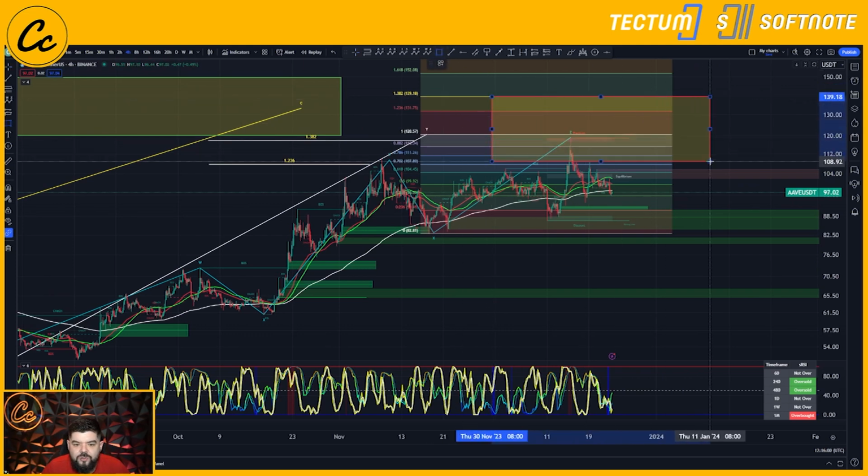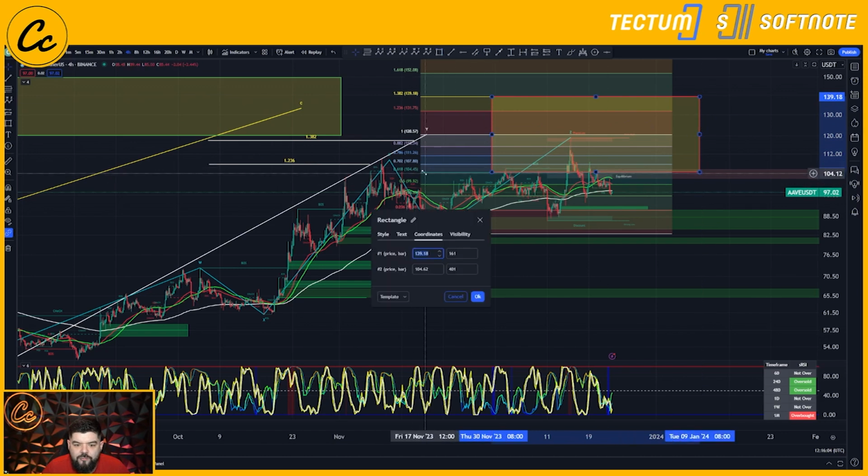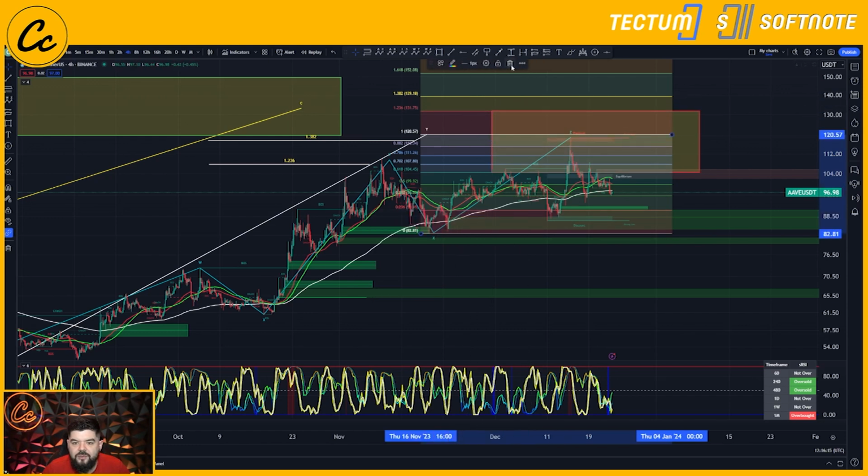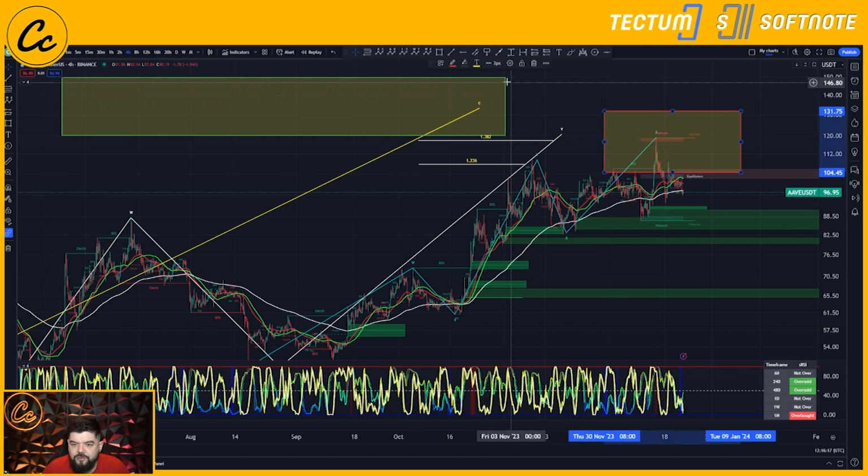Looking at this one to push on between the 0.618 fib level here at $104.45. Let's just get that one on there, and the 1.236 at $131.75. Now we have that one nailed on. Everything is looking pretty good here.